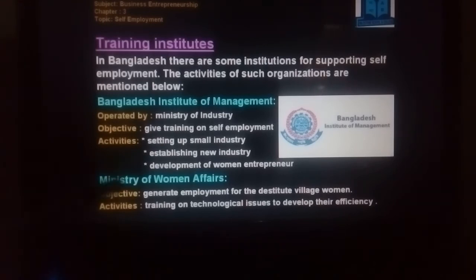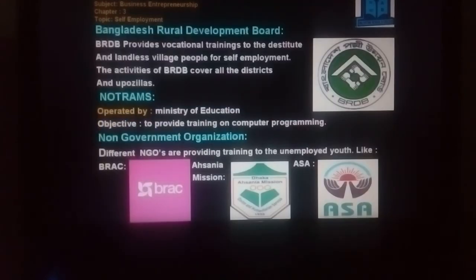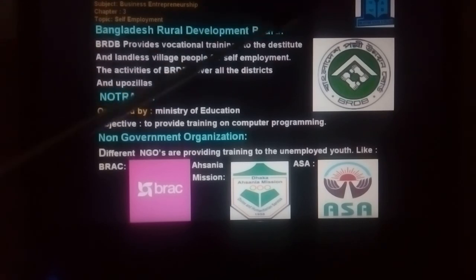Then the Ministry of Women Affairs. The objective of this institute is to generate employment for destitute village women, and the activity is training on technological issues to develop them. That means to develop village women's efficiency.